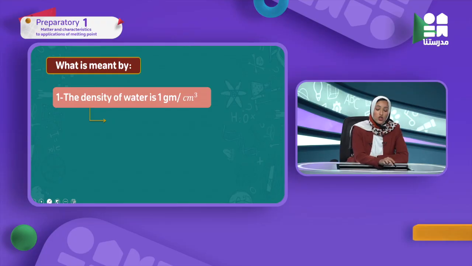Next, the question says: what is meant by it when I say the density of water is 1 gram per centimeter cube? As we agreed, by the way, the density of 1 gram per centimeter cube is a fixed density for water. It's a constant value.